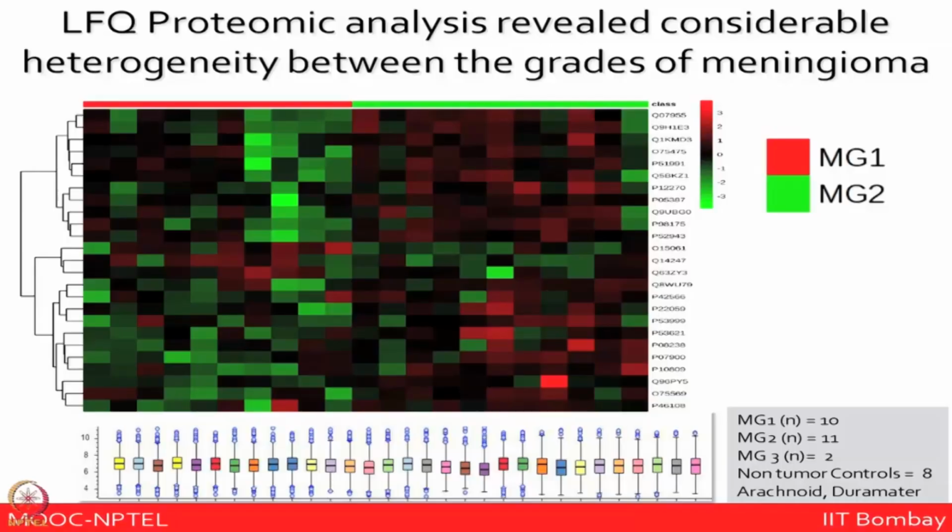Some of those we took forward, and now we looked at plotting them in a heat map to see how that compares between meningioma grade 1 and grade 2. As you can see, the green line here is for meningioma grade 2, which looks quite homogeneous, whereas the red line shows the heat map for meningioma grade 1 patients, and this shows that there is a lot of heterogeneity even in the grade 1 patients. Not all grade 1 patients look exactly the same; a set of patients look slightly different than the other set of patients.